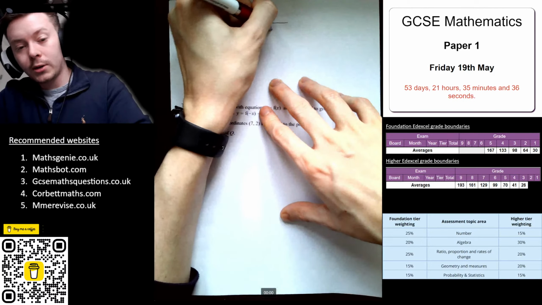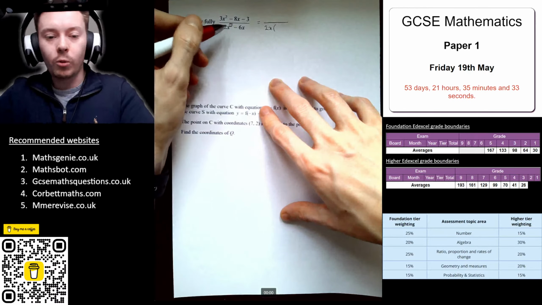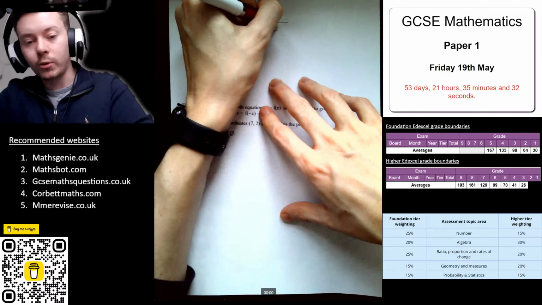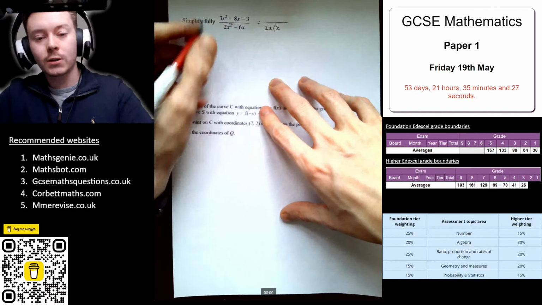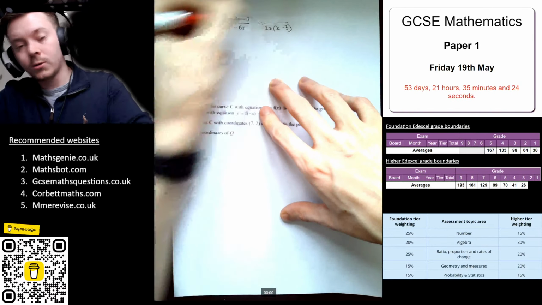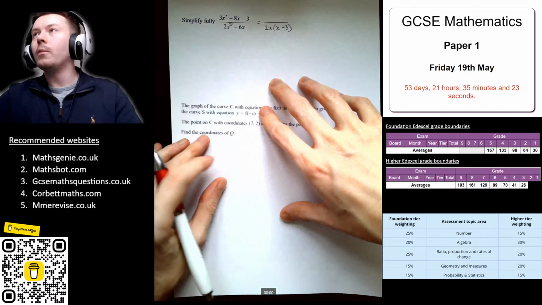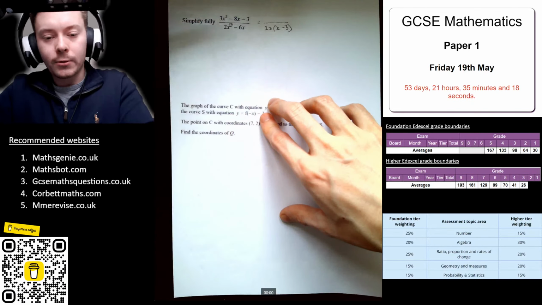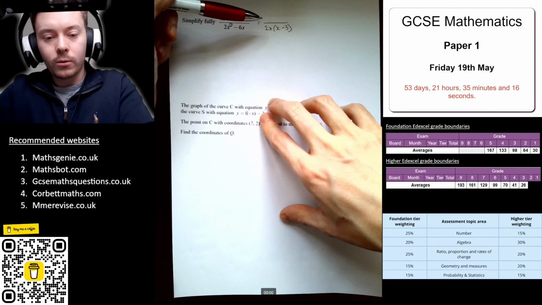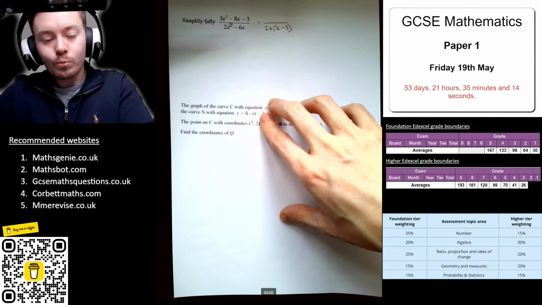So 2x outside. Now what do I times 2x by to get 2x squared? Well, that's x. What do I times 2x by to get 6x? Well, that's 3. So we get this. Now bear in mind that the whole point of this question is that things will cancel, well, they will cancel top and bottom.